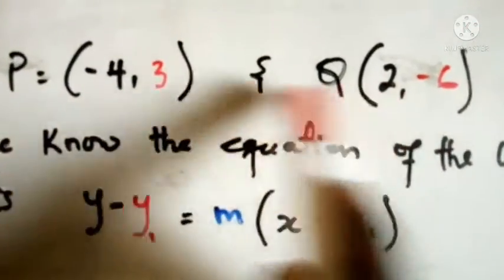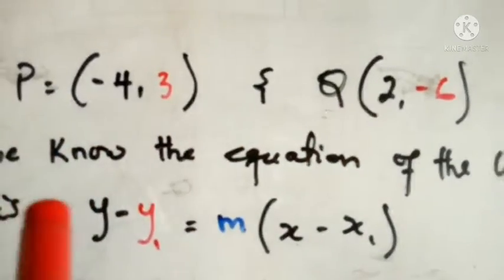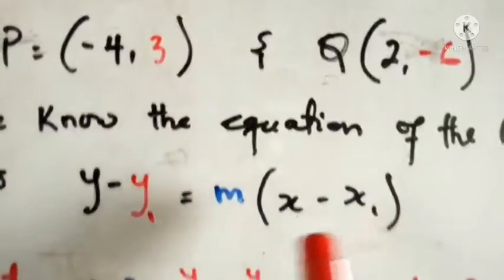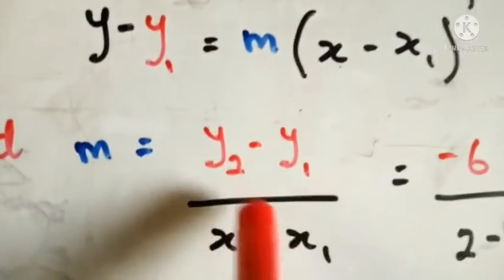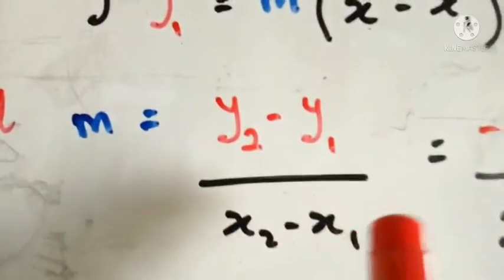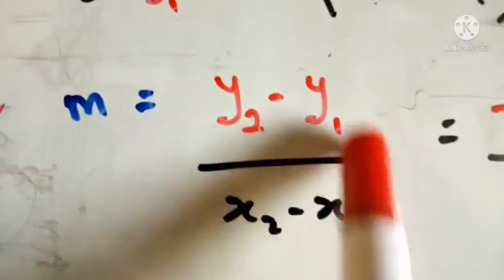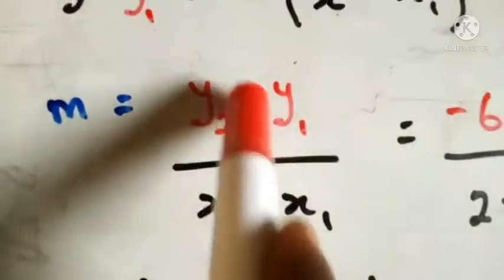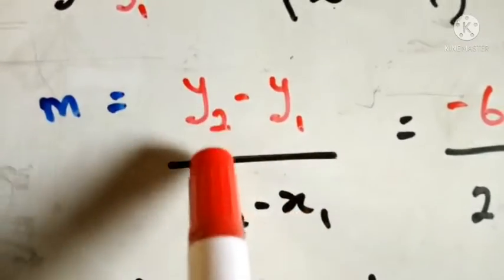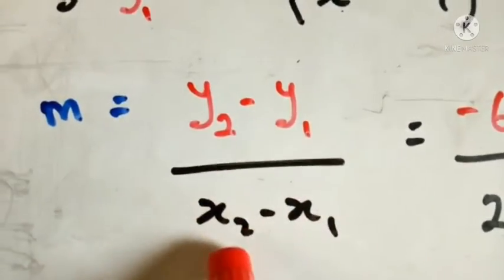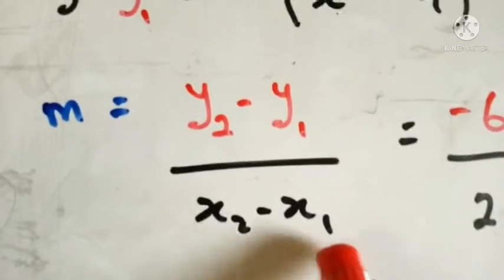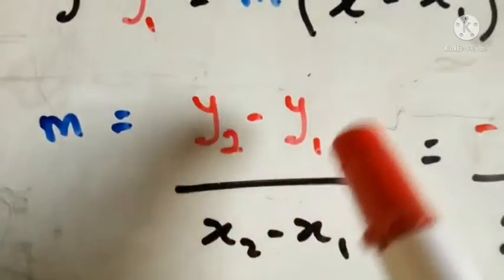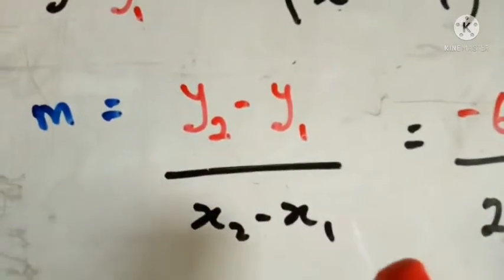But out of these two points, we can find the gradient. Out of the P and the Q, we can easily find the gradient by using this formula. This is what we call the gradient. So the m here is the gradient, and this is how it looks: y2 minus y1 divided by x2 minus x1. Right now, it's your duty to know exactly where the y2 is coming from, where the x2 is coming from, where the y1 is coming from, where the x1 is coming from.